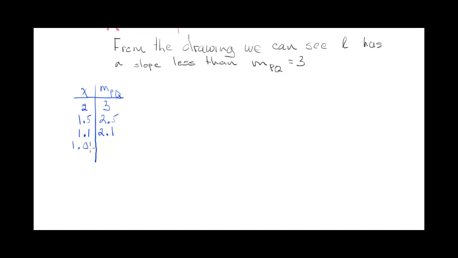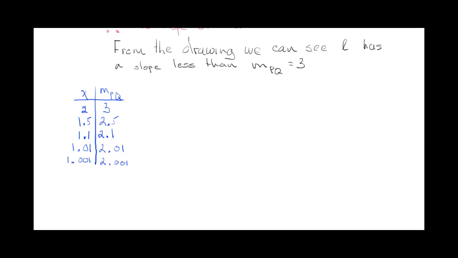Just go a little bit closer, like 1.01. Now that's really close. Put that into your slope calculation. You get a value of 2.01. You can go even closer, 1.001. You get a value of 2.001. And to get these values, you'd always have to be doing the slope calculation.